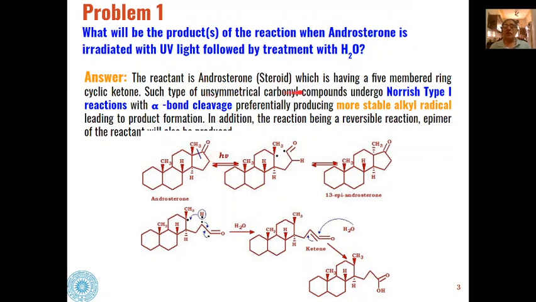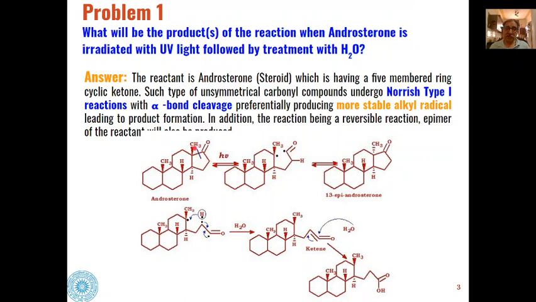So this has a 5-membered cyclic ketone ring which will undergo reaction under photochemical conditions. Because of the presence of this beta methyl group, it is an unsymmetrical carbonyl compound, and it will undergo Norrish type 1 reaction with alpha bond cleavage. Now if we look at the alpha bond cleavage, this carbon is alpha to the carbonyl, and this carbon is also alpha to the carbonyl.